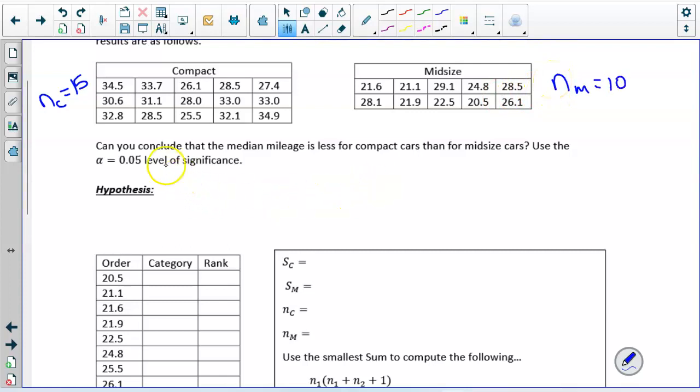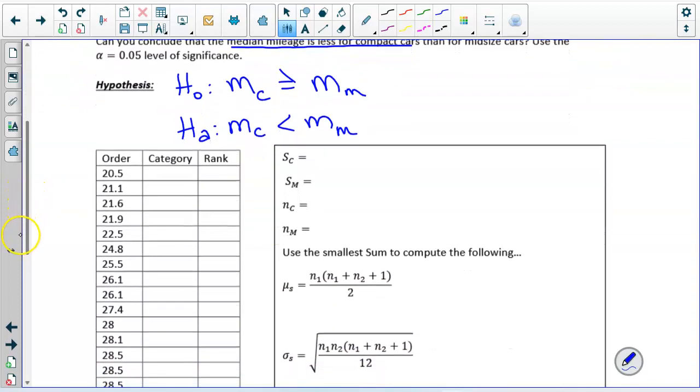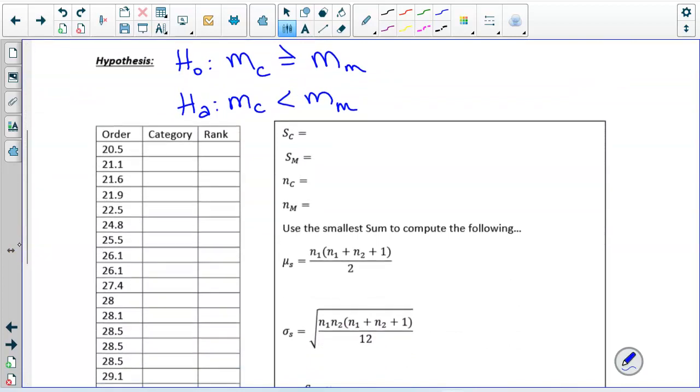Okay. So can you conclude that the median mileage is less for compact cars? So it's forcing what into my alternate? The less in. So I'm going to put compact cars first, even though if I look, that may not be the smaller sum. You know what I mean? But because of how the question is asked, I'm going to say median for compact is less than the median for midsize. Which means that the null then will be greater than or equal to. Okay? You set those up. Do you feel confident?